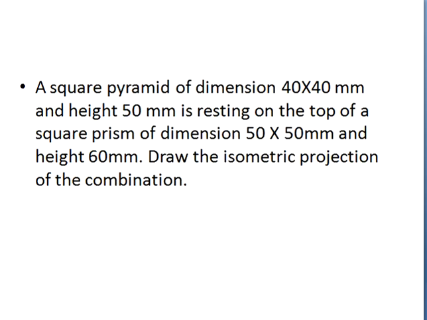A square pyramid of dimension 40 into 40 mm and height 50 mm is resting on the top of a square prism of dimension 50 into 50 mm and height 60 mm. Draw the isometric projection of the combination. Again in this video, if orientation is not proper, please rotate your mobile screen accordingly.